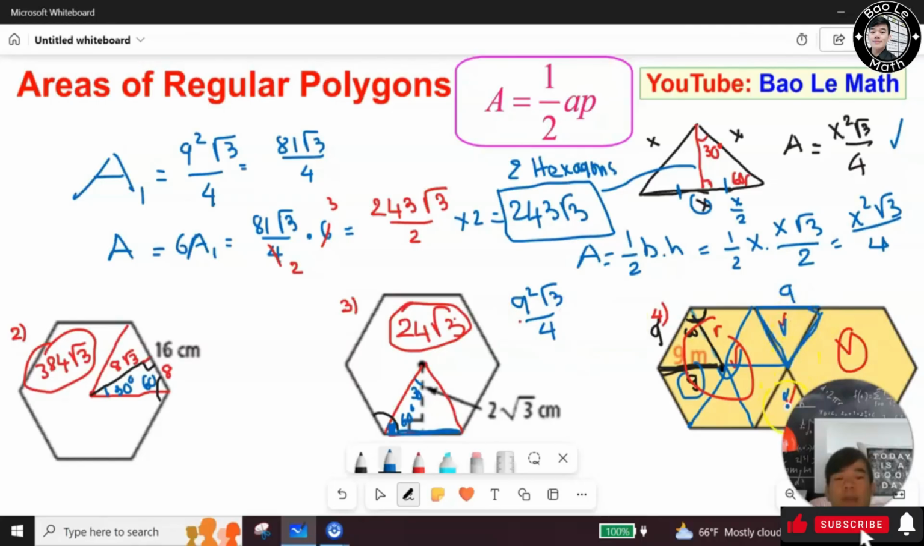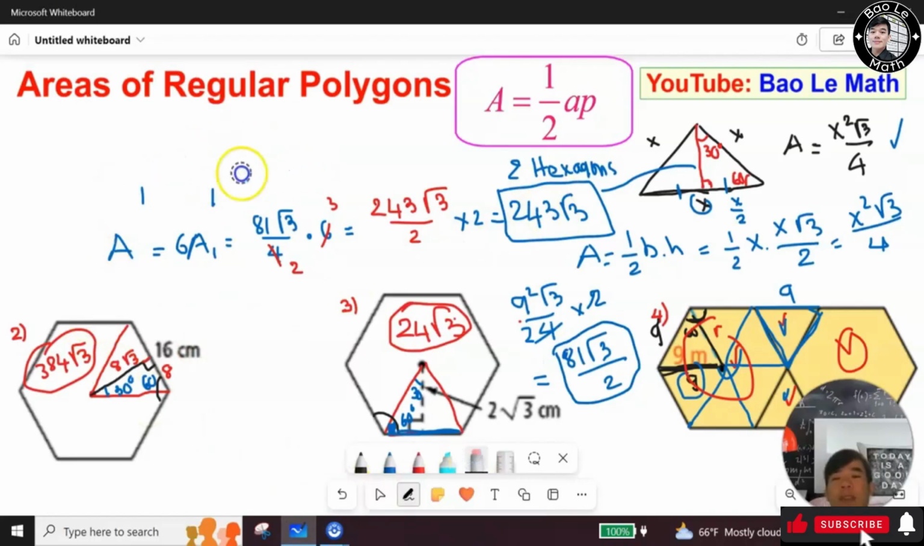Now since we have 2 equilateral triangles right here, you multiply by 2. So 9 squared equals 81, giving 81 root 3 over 2, because we have 2 right here. Now we have this part and this part, and we add them up. The final answer should be 243 root 3 plus 81 root 3, divided by 2.